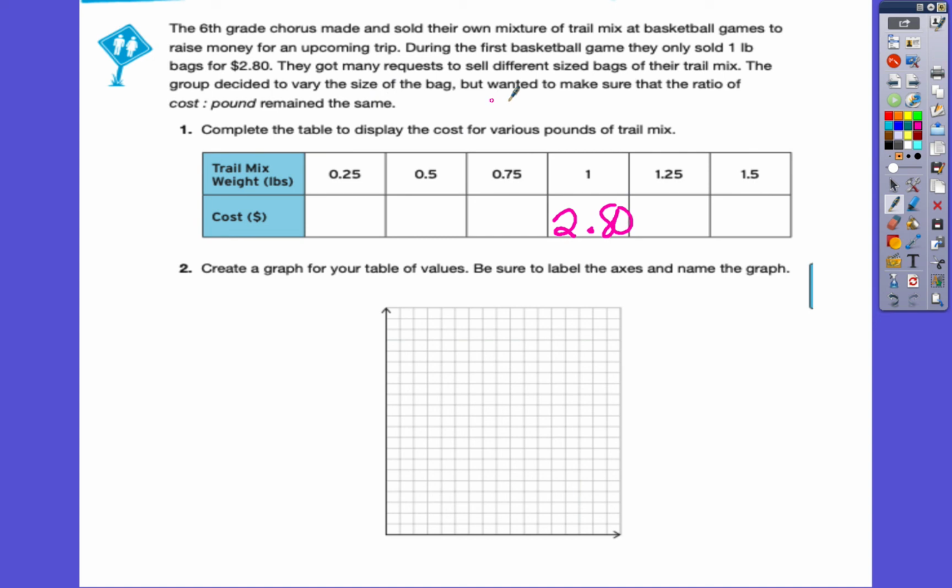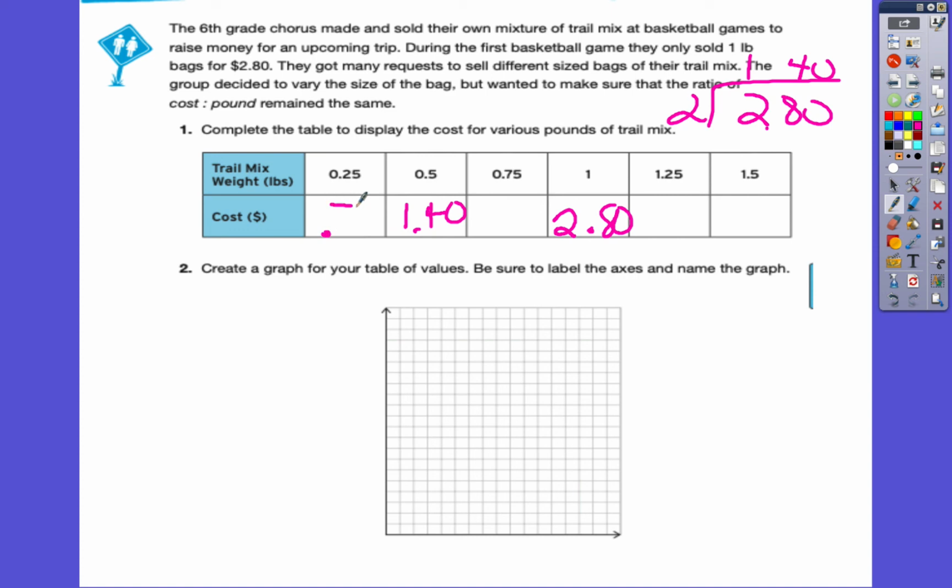They got many different requests to buy different sizes of trail mix. They decided to vary the size, but they want the ratio cost a pound to remain the same. So I'm going to do this 0.5 first because, you know, my brain, I like to do 280, and I need to know half of that. And I'll be honest, I can do this in my head, but I'm going to show you the division is 1.40. So it's $1.40. And the reason I did this one first is because now 0.25 is half of this one. So what's half of $1.40?